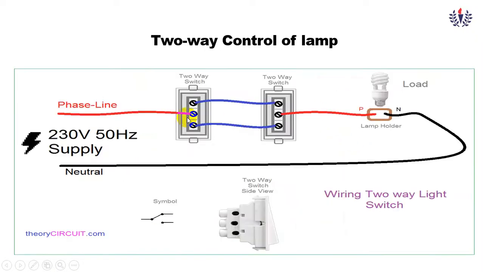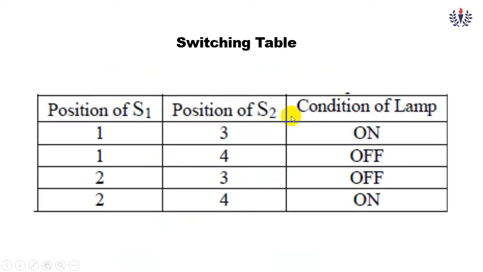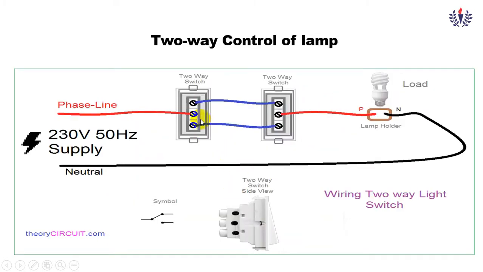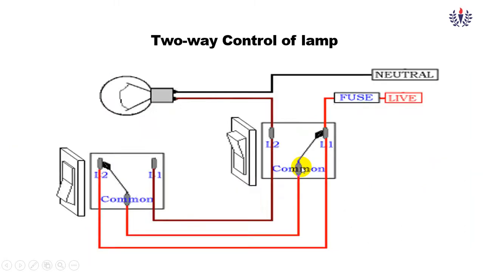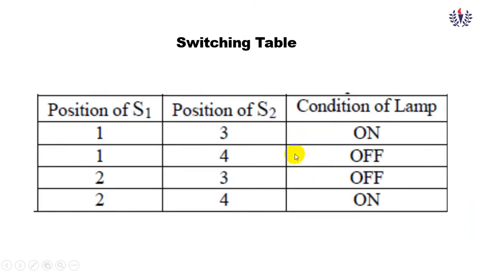For example, if it is in the 1 and if it is in the 4, the phase will be coming up to this point and it will reach here and it will not be connected. Similarly, the opposite condition, 2 and 3, means it is off. 2 and 4 means it will be on. For example, it is in the position 2 and it is in the position 4. The supply will come up to this point, so it is connected up to this point, fourth position. So it will go and it will close the circuit. So the circuit is closed, the lamp will be working. So this is the switching table of the two-way connection.